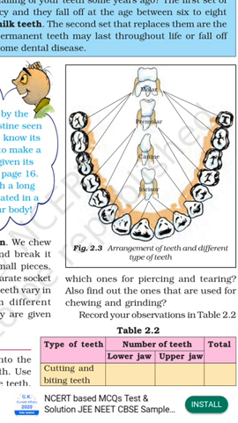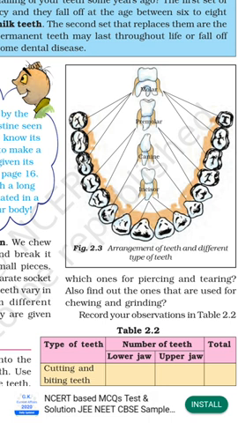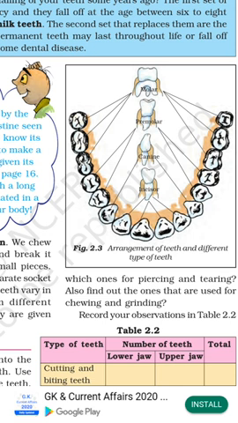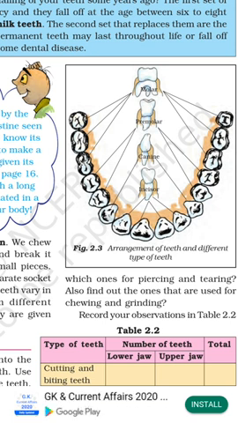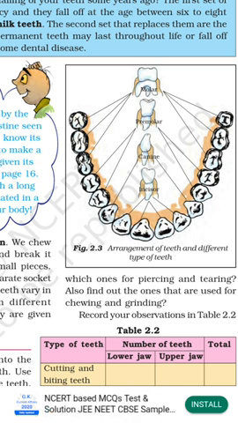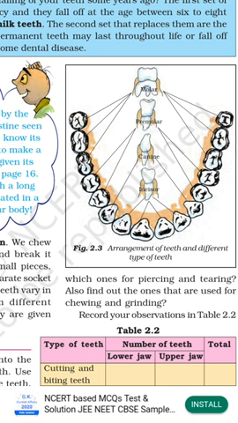So among these teeth, there are 4 incisors. If you want to bite or cut something, you will be using your 4 front teeth. They are called incisors. There are 4 incisors at the lower jaw and 4 incisors at the upper jaw. And there are 2 canines. You can see the canines in dogs also. They are sharp teeth. These canines help us pierce the food, just like a dog.